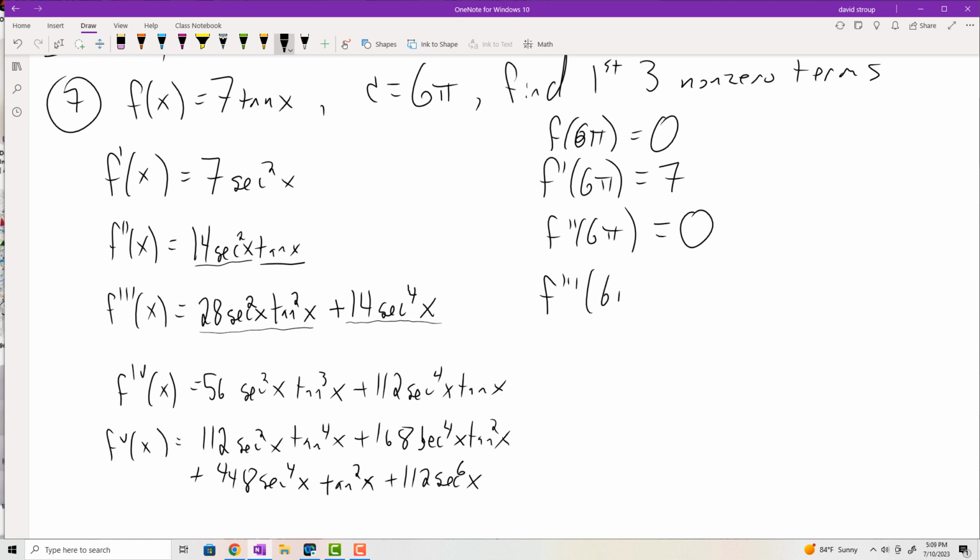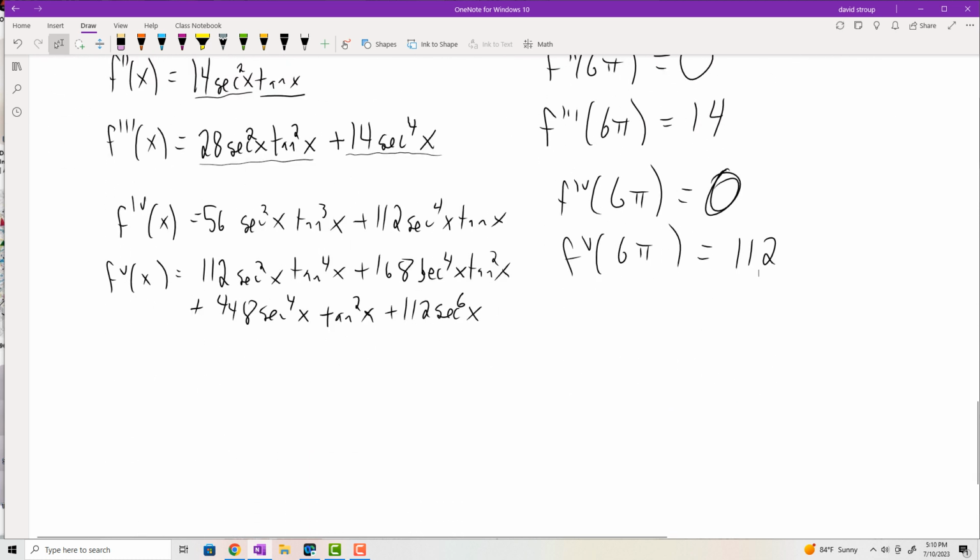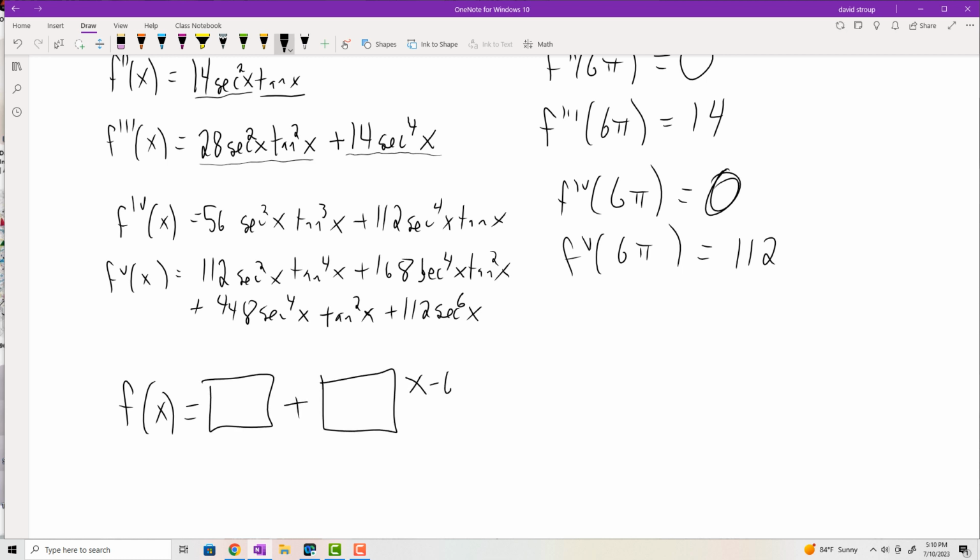And the third derivative, that first term is going to be 0, and then the second term will just be 14. And the next derivative, that's all going to be 0, because they each have a factor of tan. And then the next one, the only factor that works will be the last term, so 112. Okay. So this one, they're not going to want the summation notation. They're just going to want you to write it out in all of its glory. This is a Taylor series, so be a bit careful that you write x minus 6 pi.